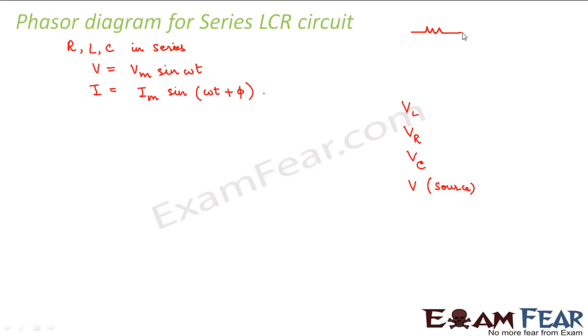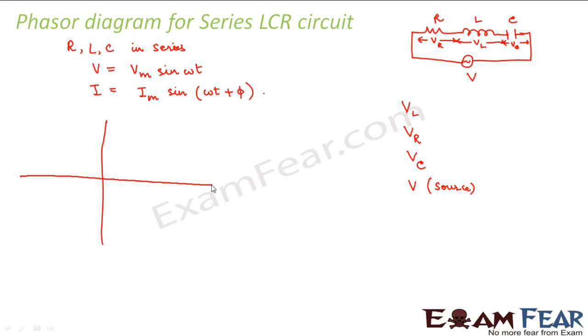So if I represent it like this, let us suppose this is my LCR circuit. This is my resistor, this is my inductor and this is my capacitor. So this is my source voltage. This is the voltage across the resistor. This is the voltage across the inductor. And this is the voltage across the capacitor. Right? So now let me try to plot the phasor.